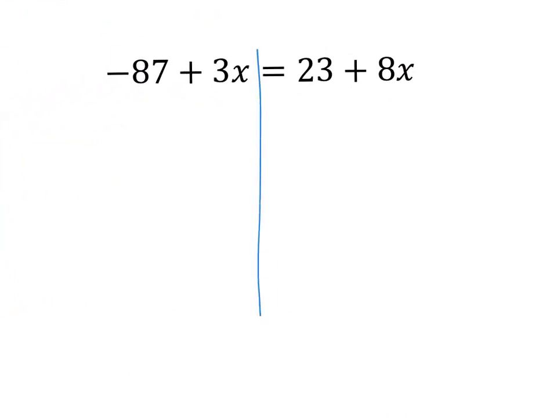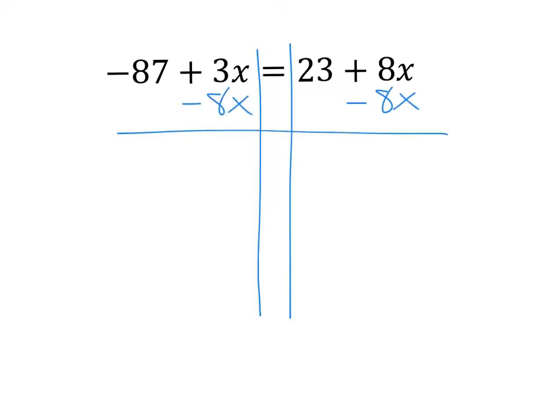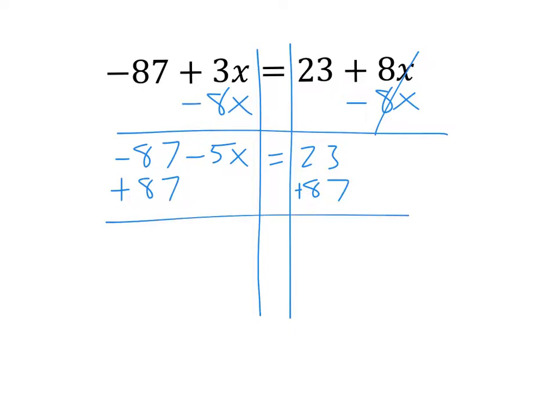All right, let's look at a couple more examples here. So we have a positive 8x here, so we want to get rid of that by subtracting 8x on both sides. Then we have a positive 3x minus 8x, which gives us a negative 5x, is equal to, those go away and we get 23. Then we can add 87 on both sides. We got to remember that negative 5x is equal to 23 plus 87, which gives us 110.